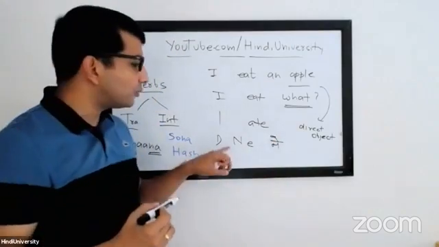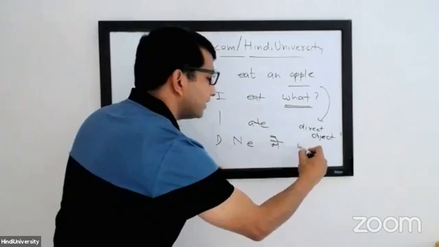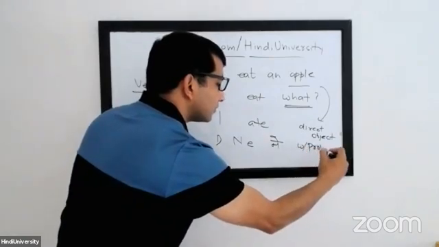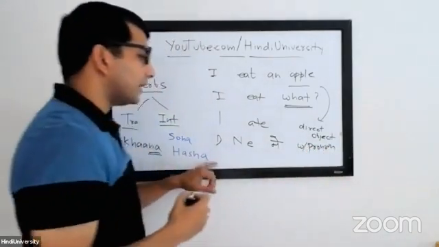Okay, you have to use a postposition called ne with the pronoun. Okay, that's the first rule.